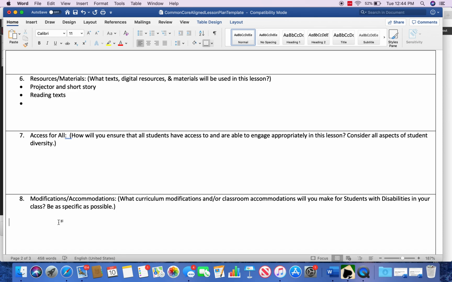Okay, and then we get here and we have the modifications, and this is where I section it off, and you can call it the strugglers. Now, this is for you only to see, or your principal if he comes in and wants to see what you've got. So I've got the strugglers. And this is where you're going to make accommodations and modifications for the different learning levels of students in your classroom. So let's say you've got the strugglers.